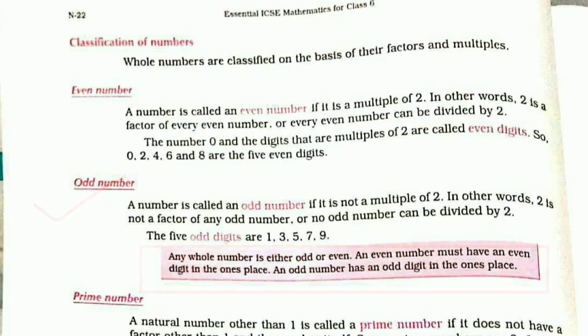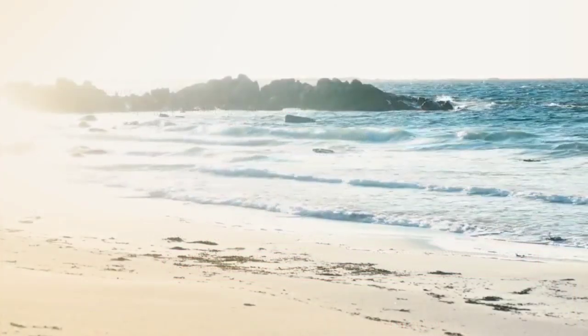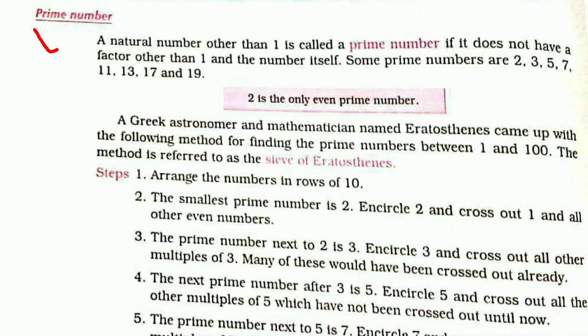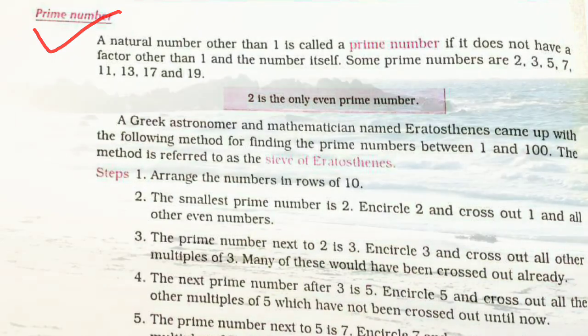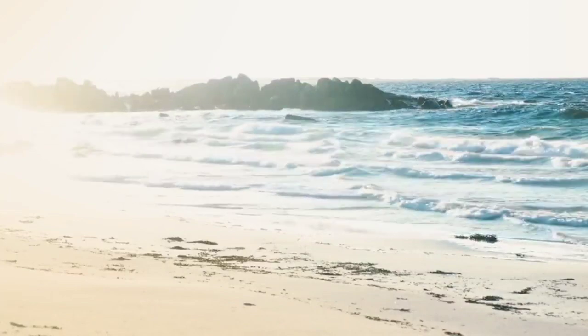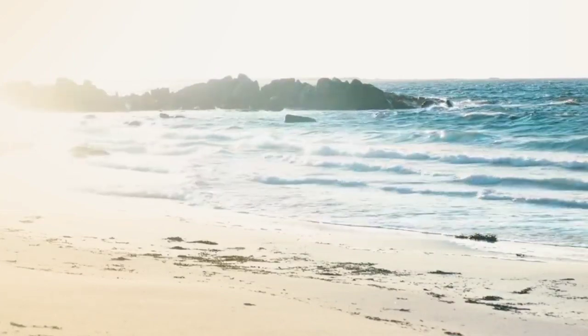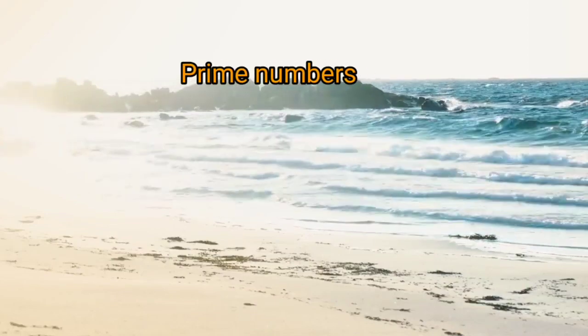Now we are moving to the next topic, that is prime numbers. A natural number other than 1 is called a prime number if it does not have a factor other than 1 and the number itself. Some prime numbers are 2, 3, 5, 7, 11, 13, 17 and 19. So let us understand more about it. Let us take two topics together, prime numbers and composite numbers, because these are connected with each other.